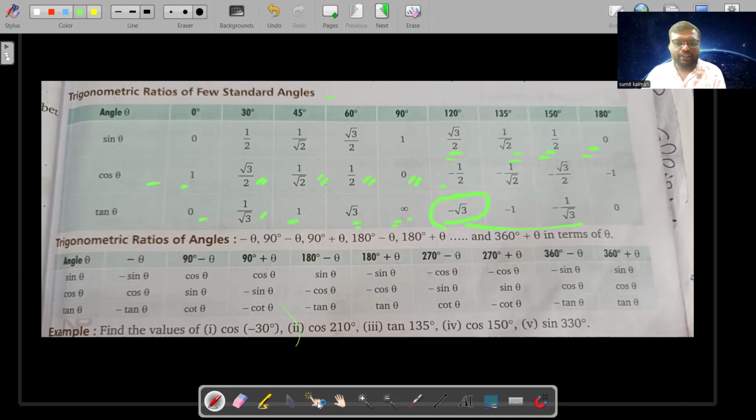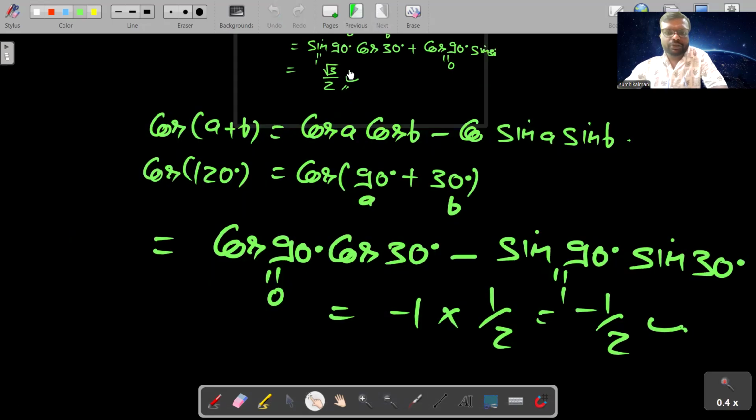So similarly, you can calculate all these values. And students, here angle minus theta. Sine of minus theta will be equal to minus sine theta. Cos of minus theta is equal to cos theta, and tan of minus theta is equal to minus tan theta. So students, I will prove both of those, that is sine and cos. And if sine and cos are coming, you can easily calculate tan. So here, students, I will prove first.